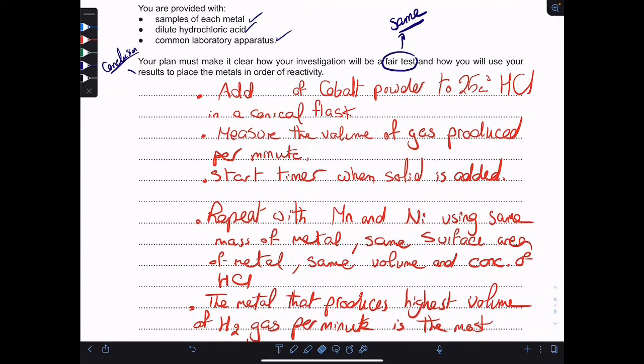Add, and you can say any amount, 5 grams, for example, of cobalt powder to 25 centimeter cube of HCl in a conical flask. Okay. Measure the volume of gas produced per minute. Take care, you're measuring the rate, so you must measure the gas per minute. You start the timer immediately when the solid is added.